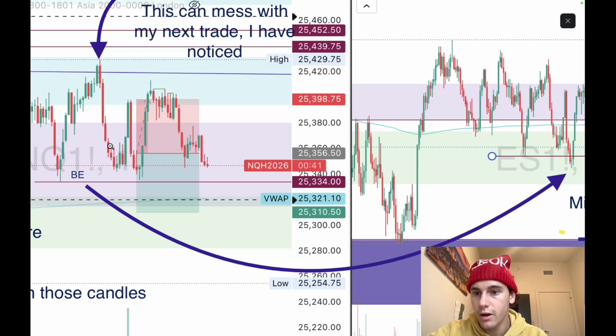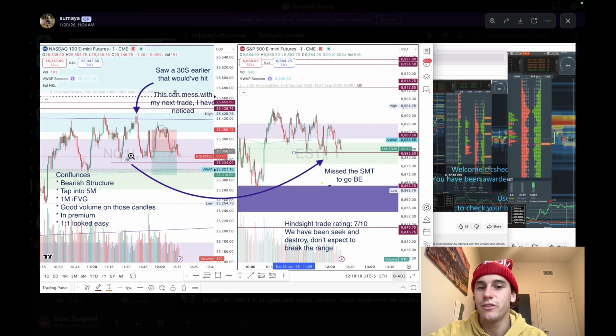Because we have this low here, we come up, we tap into this fair value gap, and then we get a clean inverse to the downside right after. So this looks like a good entry. But if I zoom out, what do I see?